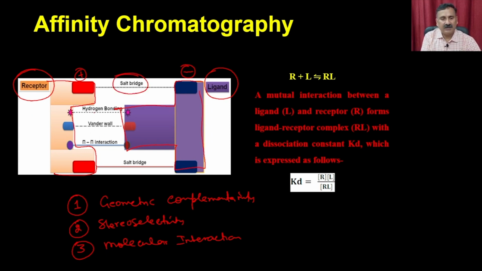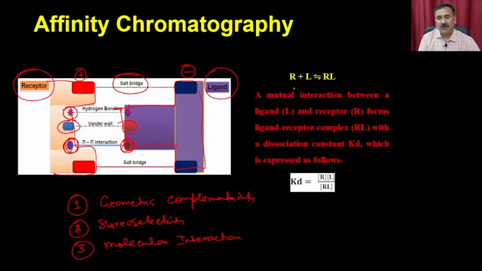Similarly, you can have a hydrogen donor and acceptor. If the receptor has the hydrogen donor, the ligand should have the hydrogen acceptor, and that's how they form hydrogen bonding. Similarly, you can have groups involved in van der Waals interactions, and hydrophobic residues which interact with the hydrophobic residues present on the receptor, with pi-pi interactions. These interactions are very important to hold the receptor and the ligand together for fruitful outcomes.